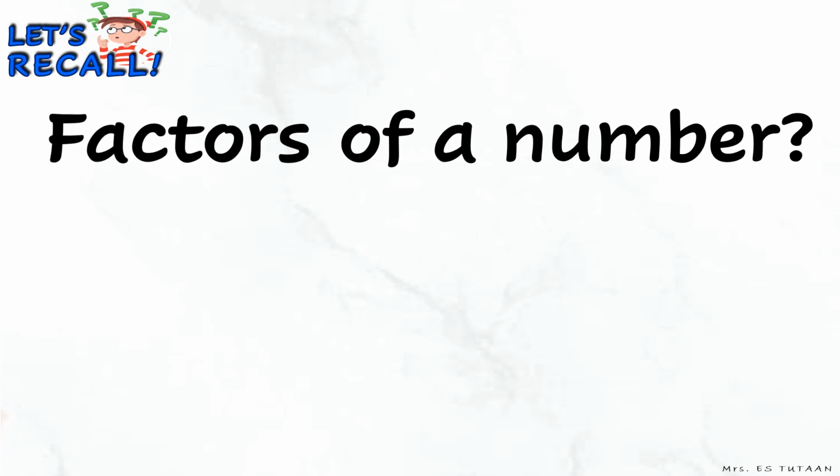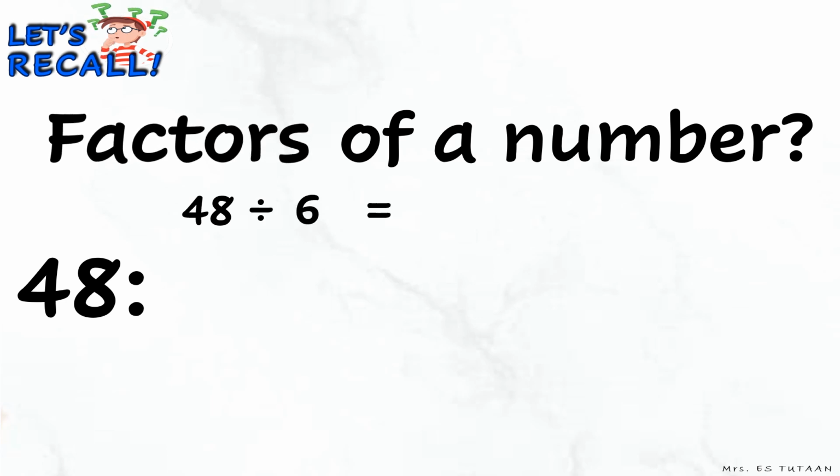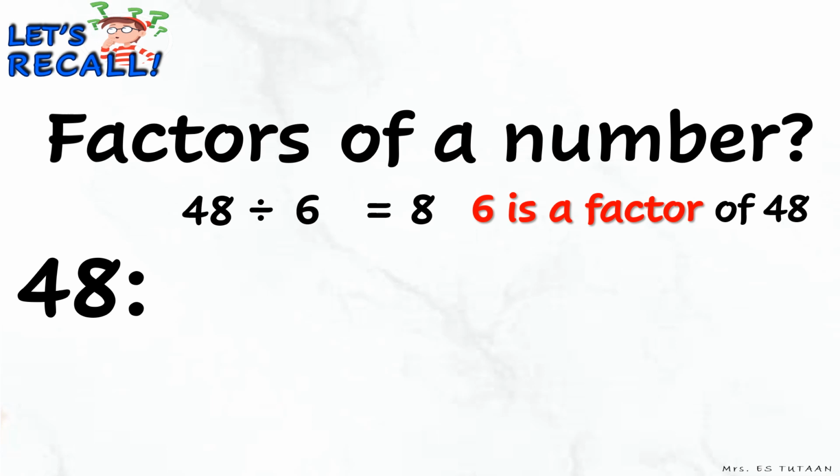Let us first recall the meaning of factors of a number. What are the factors of a number? The factors of a number are the numbers that divide evenly into the number. For example, let's use the number 48. When we divide 48 by 6, the answer is exactly 8. It has no remainder. So that means 6 is a factor of 48.